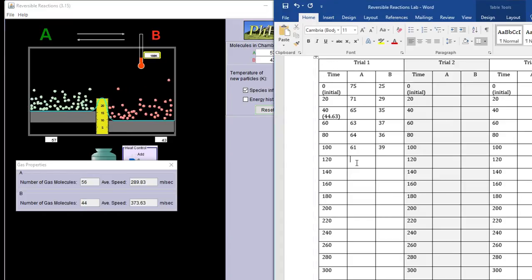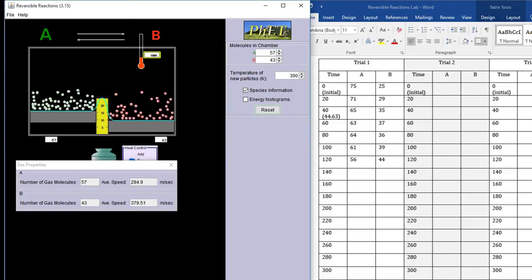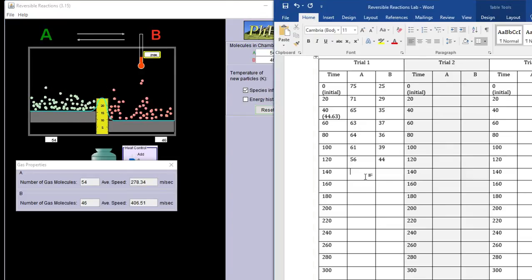So 120 is 56.44. So it definitely seems to be moving in a direction. Let's keep going. All right, for 140, we've got 54.46.